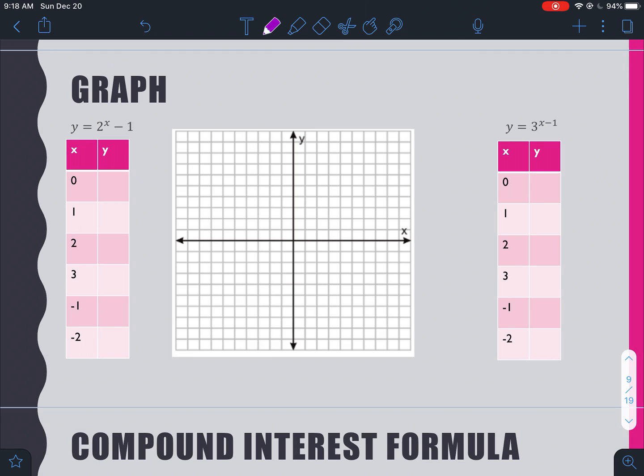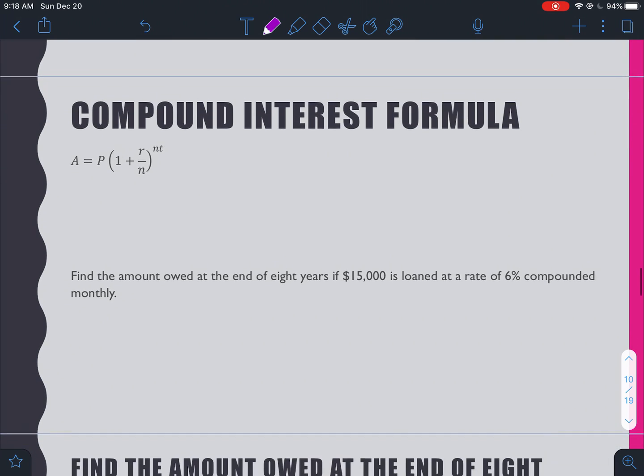All right? So why don't you take a minute and try to graph both of these: y equals 2 to the x minus 1, and y equals 3 raised to the x minus 1 power. When you're done, you can check your work against Desmos or against our finished notes from class today. So go ahead and pause the video and try.